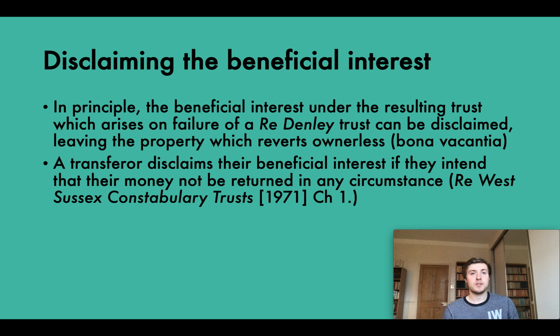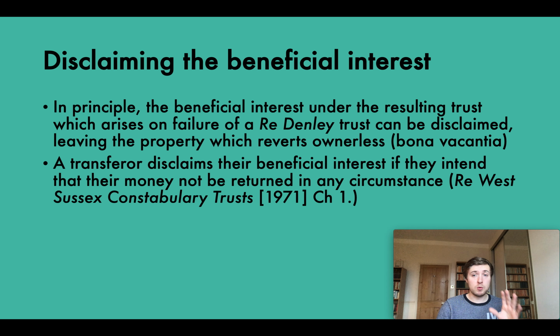Disclaiming the beneficial interest. So in principle, the beneficial interest under the resulting trust which arises on failure of a Denley trust can be disclaimed, leaving the property which reverts ownerless. So there is one final complexity, the possibility of disclaiming the beneficial interest under the resulting trust which arises on the failure of a Denley trust. So if the beneficial interest under the resulting trust arising from a failure of a Denley trust is disclaimed, in other words, refused to be acknowledged, then the property which reverts is ownerless. Money which is ownerless ultimately goes to the Crown.